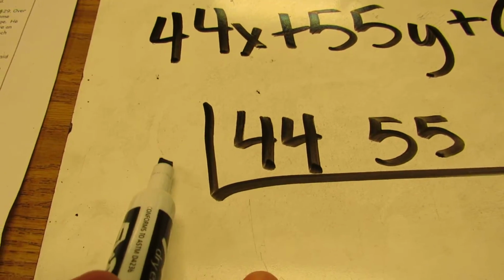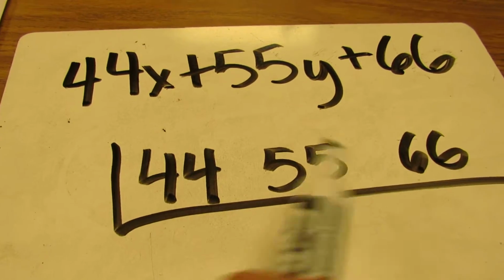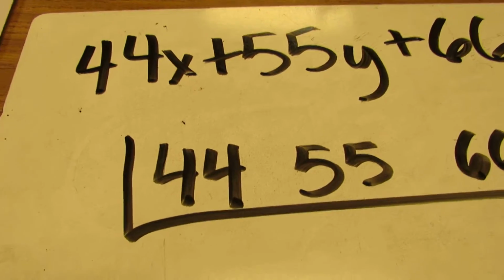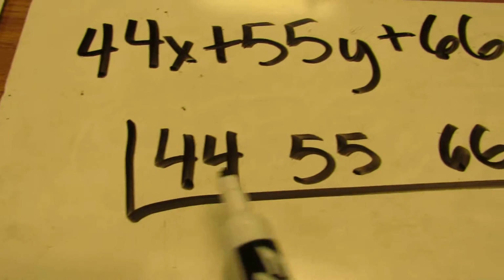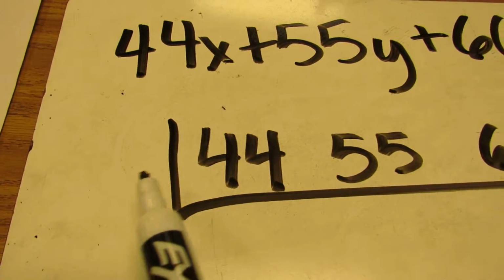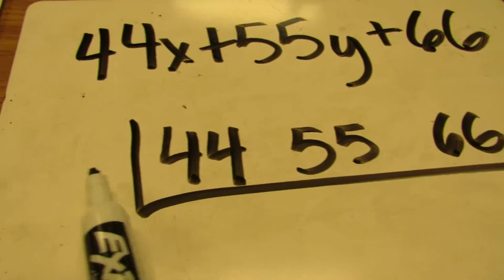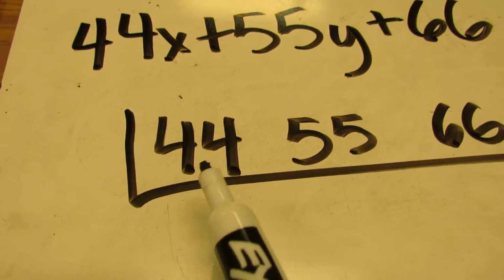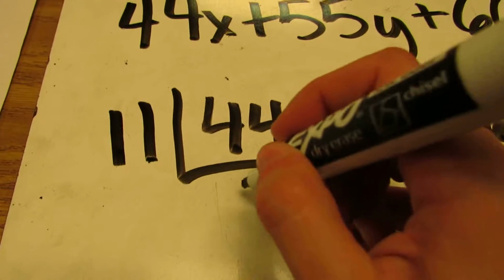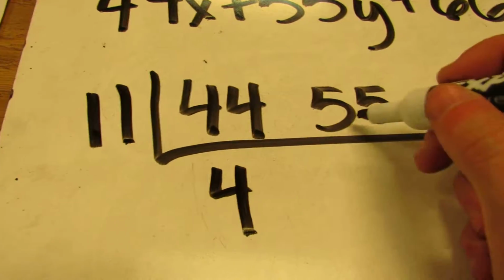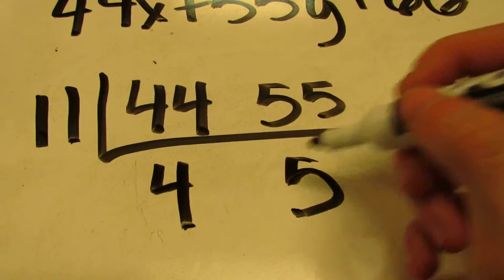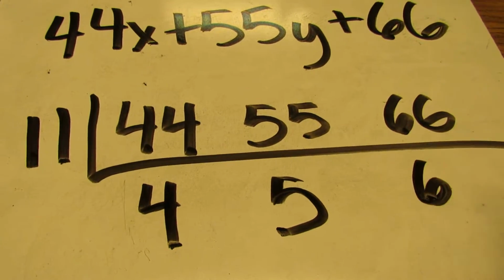So I'm going to look. Can 2 go into these numbers? No, it cannot. Not evenly. Can't go into 55. 3? Nope. 5? Nope, not all of them. 7, nope. My next prime number is 11. That actually goes into all three numbers. So I'm going to go ahead and put my 11 here. 11 goes into 44 4 times, into 55 5 times, and into 66 6 times.